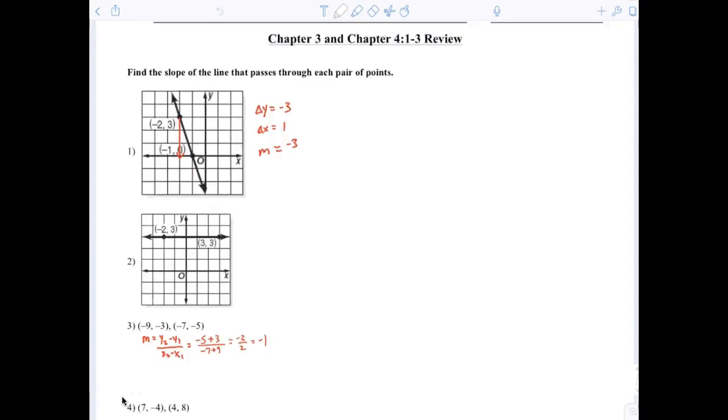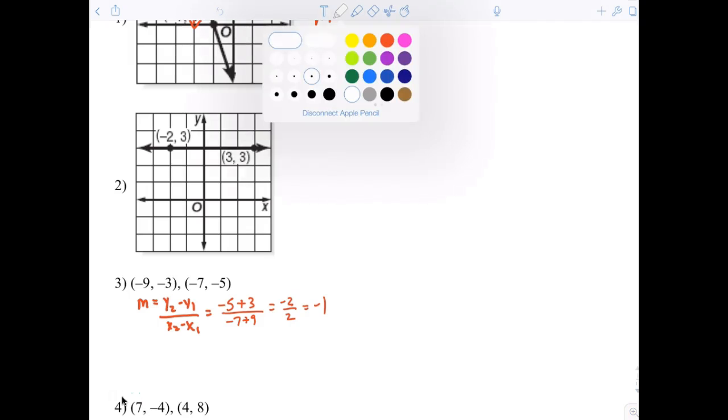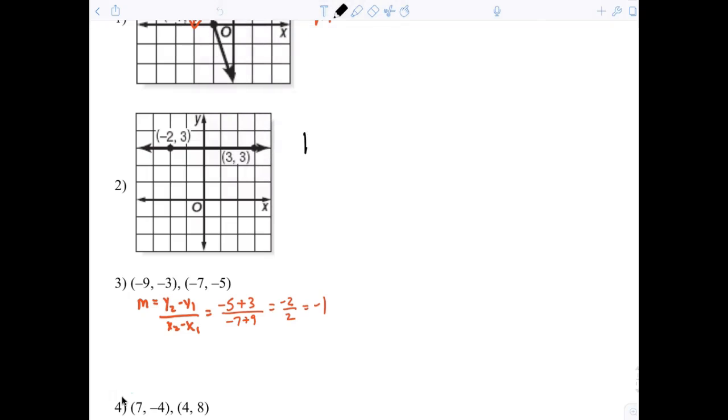Okay, number 2, find the slope. The slope of every single horizontal line is always what? 0. M equals 0. So here we go. M equals 0. Come on now, really concentrate. Make sure you understand this. Anybody have any questions with M equals 0?